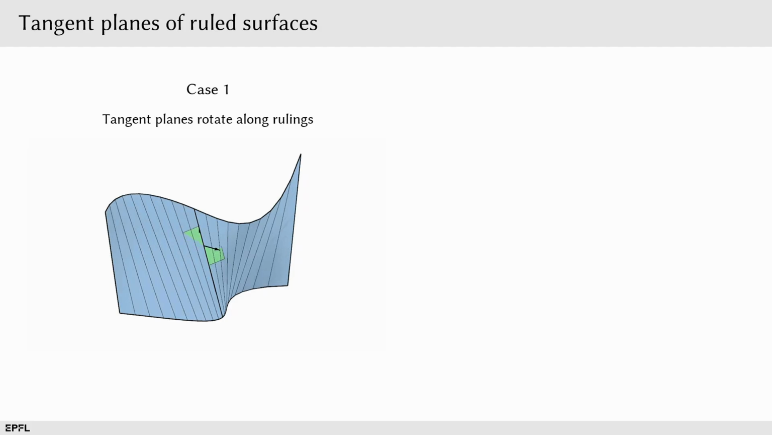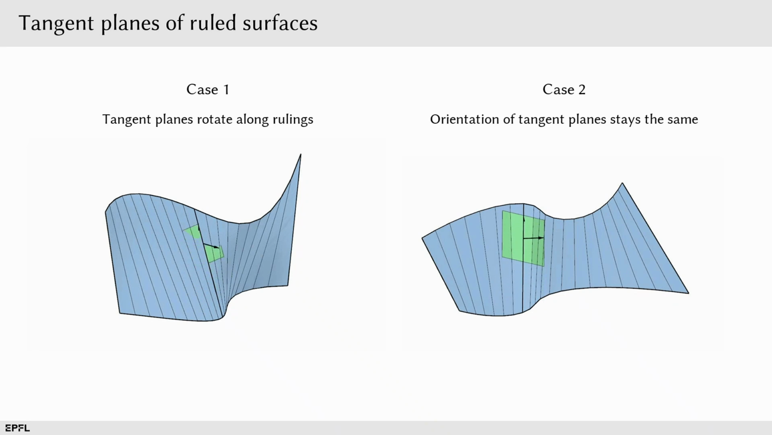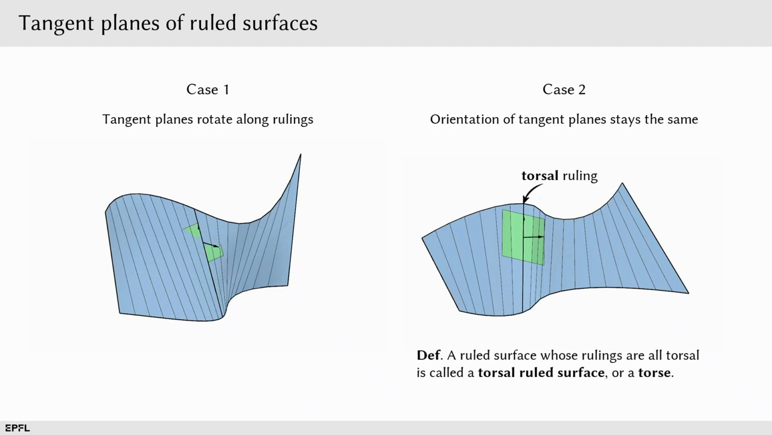When we look at the behavior of tangent planes of points along a ruling of a ruled surface, we observe two cases. In the first case, the tangent planes rotate along the ruling of this ruled surface. In the second case, this orientation can stay the same, and in that case, this ruling is referred to as a torsal ruling. It is a special case, and surfaces that are composed of torsal rulings are also referred to as torsal ruled surfaces, or TORS for short.